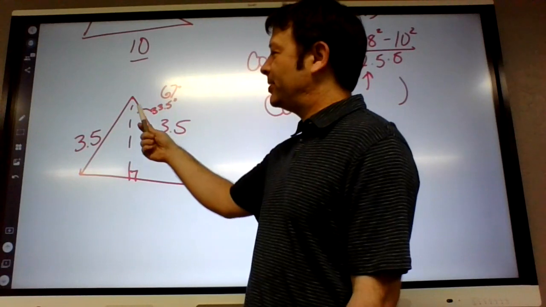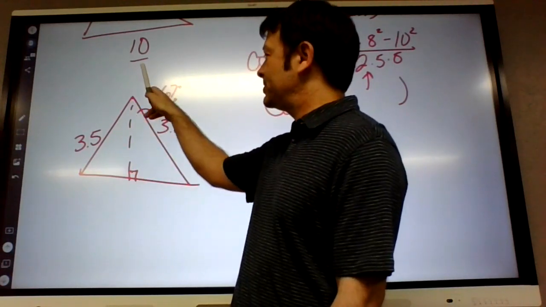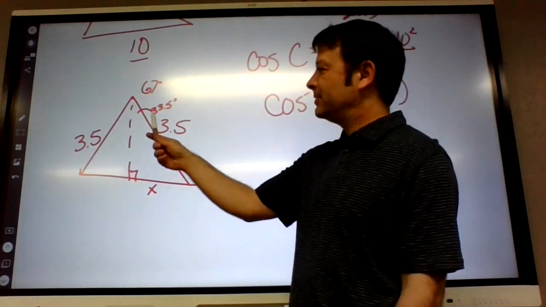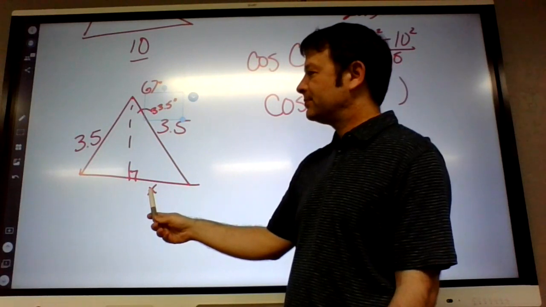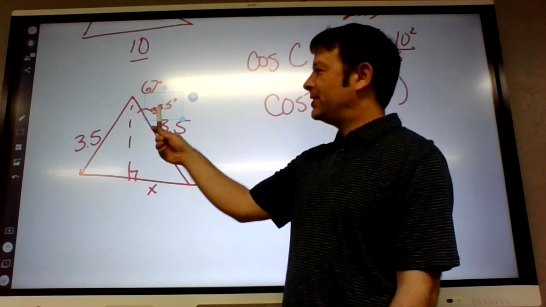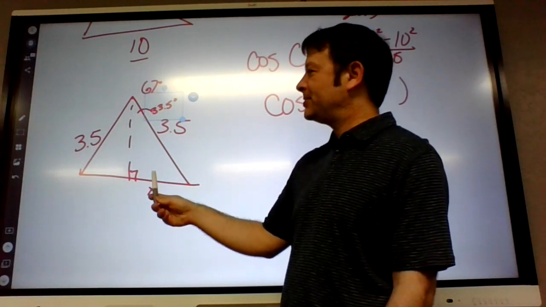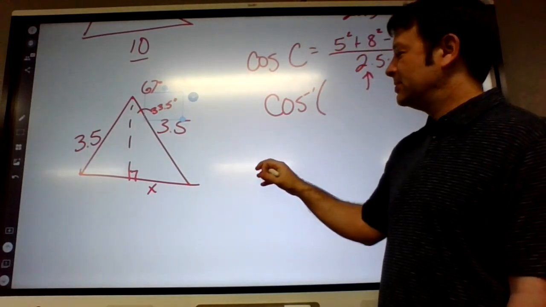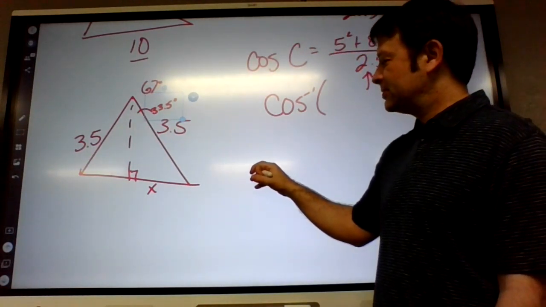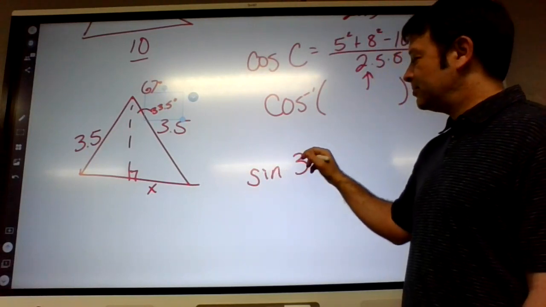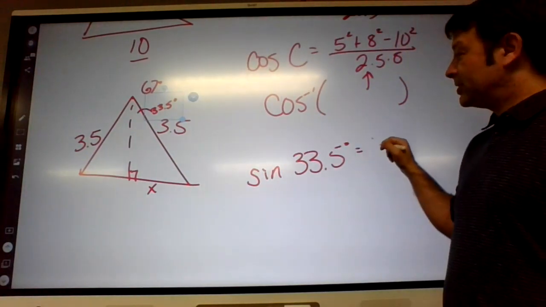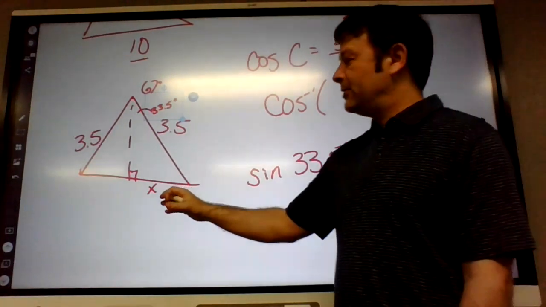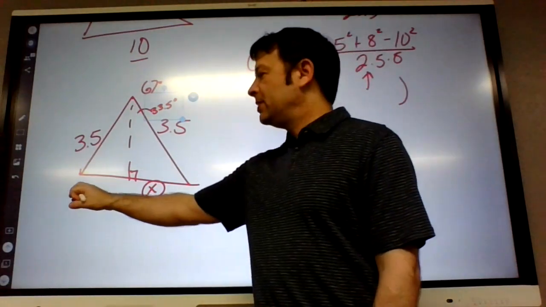So you can use the tricks from number one. If you draw in the altitude and split this angle in half, 33.5, how would we find x right here? Relative to this angle, this is the what? Opposite. And this is the hypotenuse. Which trig function does opposite over hypotenuse? Sine. Sine of the angle equals opposite over hypotenuse, so that would multiply by 3.5. That would give you this, and then you could double it from that.